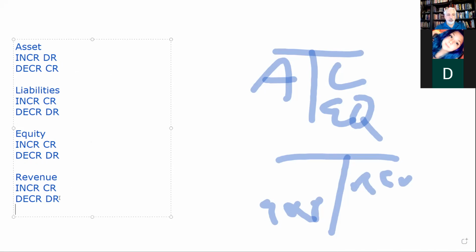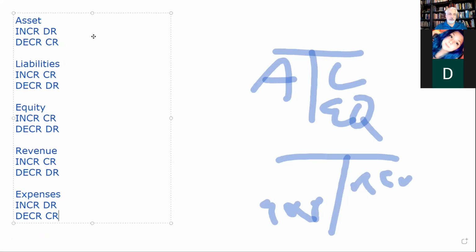Let me get expenses in here. I didn't put expenses. Increase, the debit, and a decrease, credit. So that's what the rules are. Those are the rules we're going to follow.